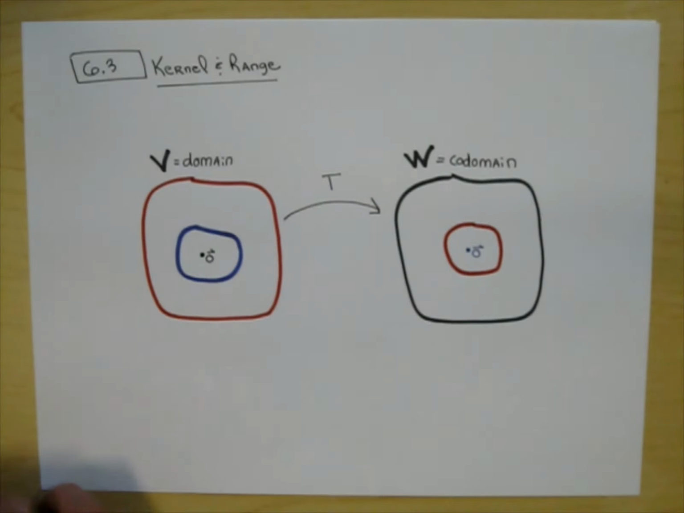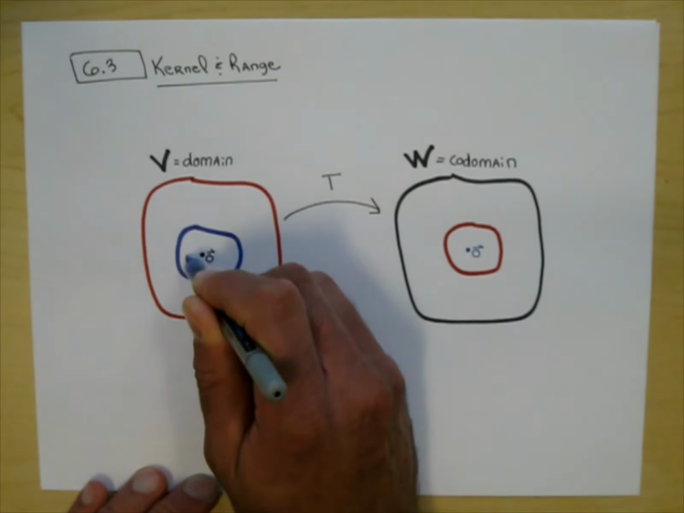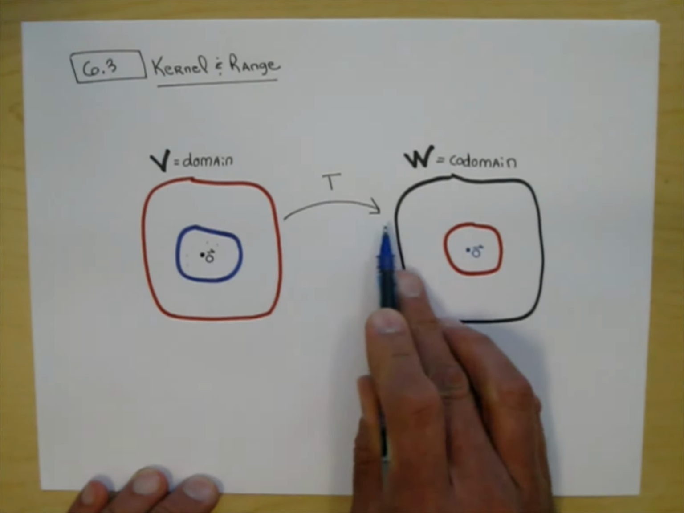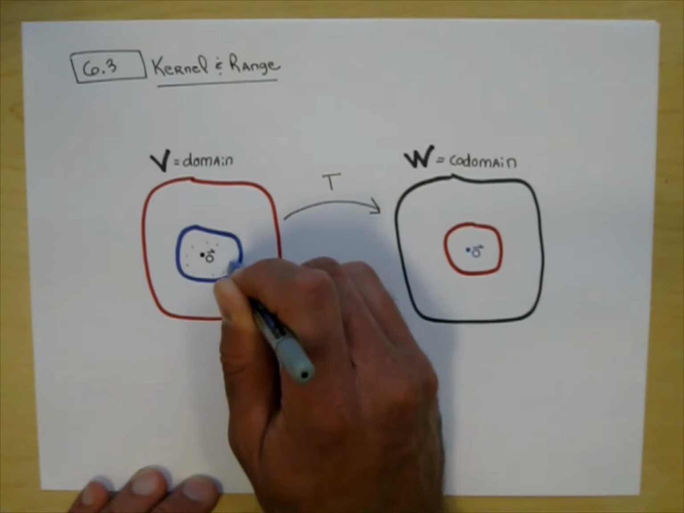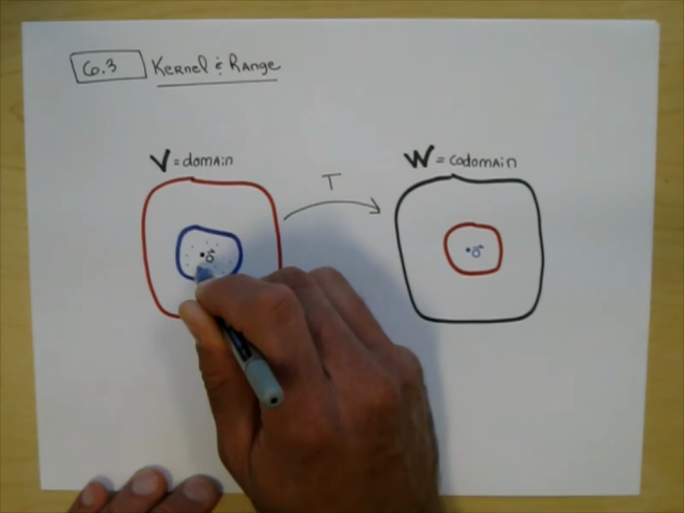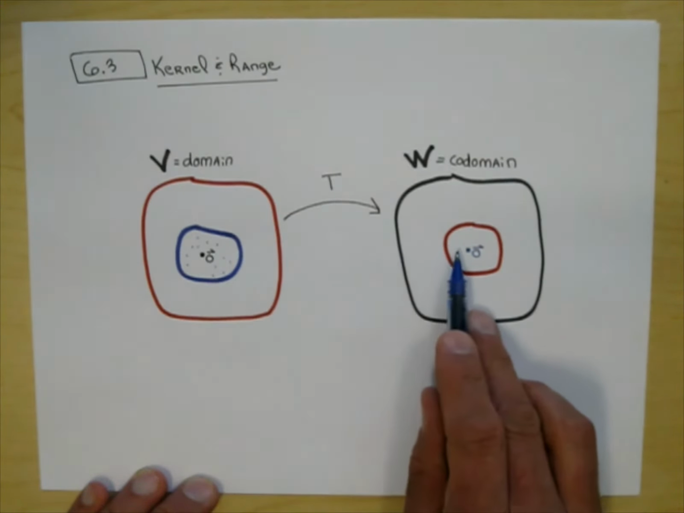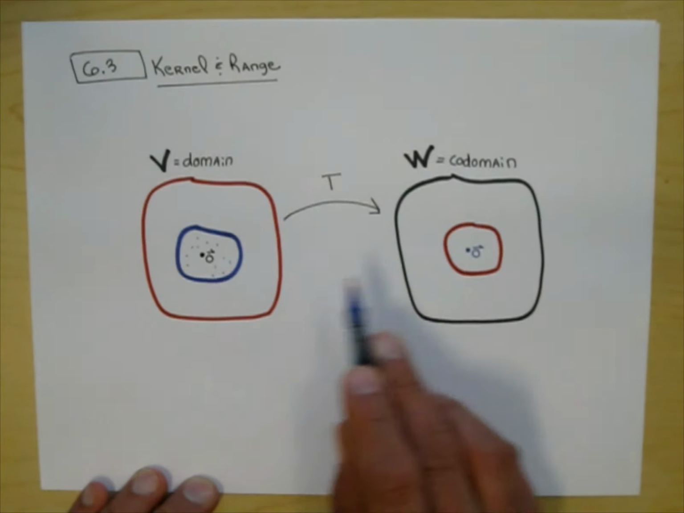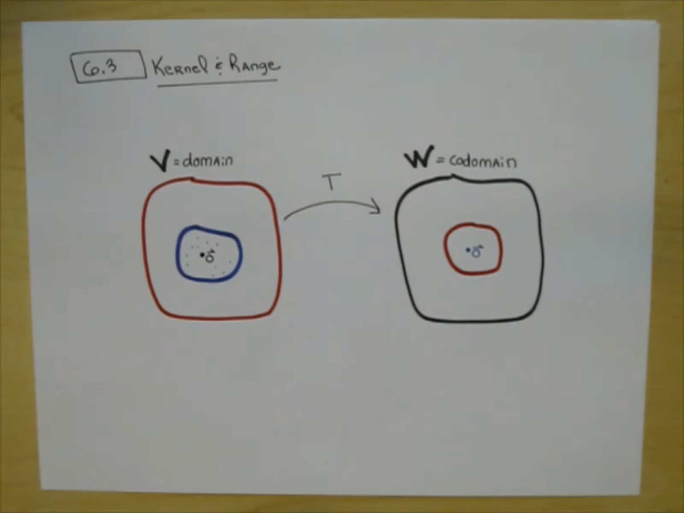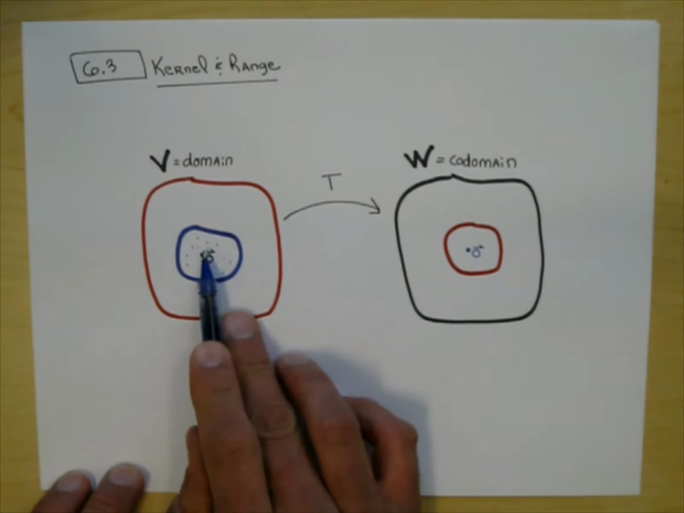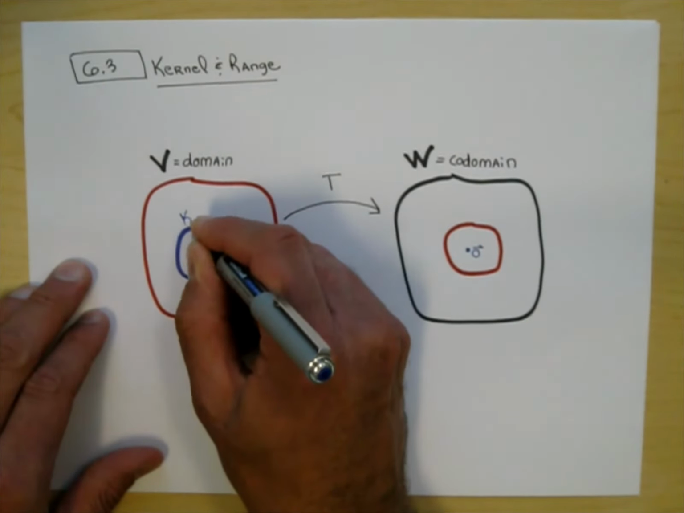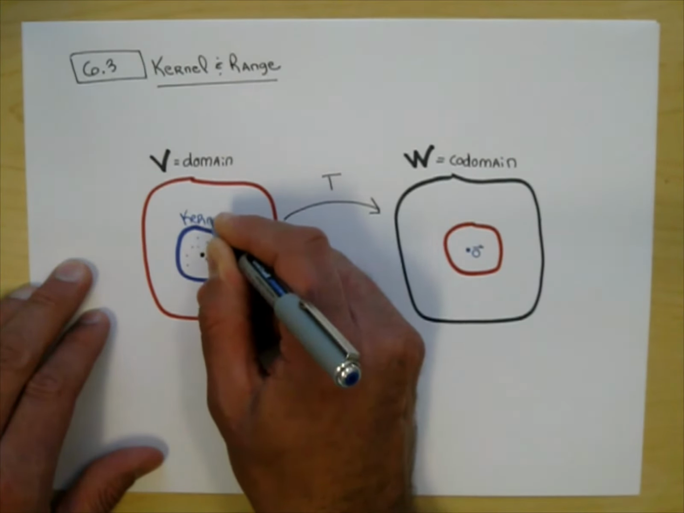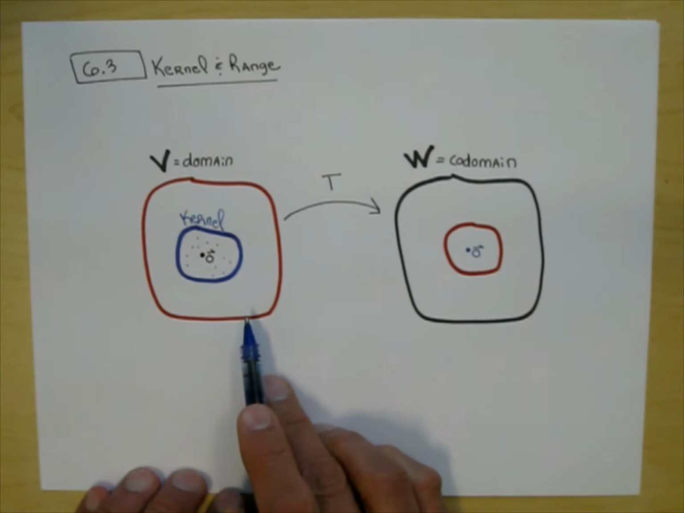But you could also have other vectors that get mapped to the zero vector over here. And so what I've done is I put all those vectors that get mapped to the zero vector in this blue circle. I know this is very abstract. So any vector that lives in this blue circle gets mapped to the zero vector through this linear transformation. And what this blue circle is called is the kernel. And every linear transformation will have a kernel.